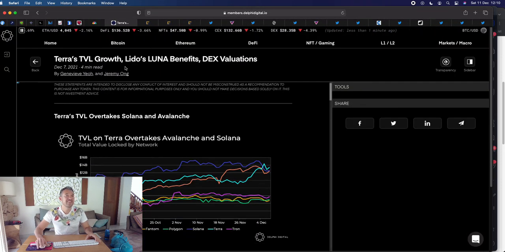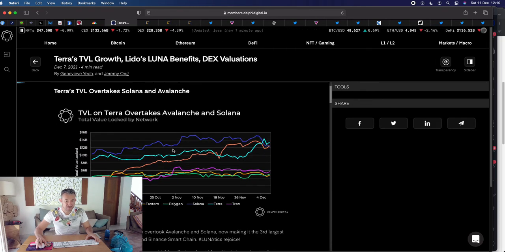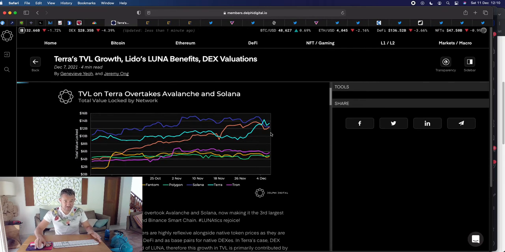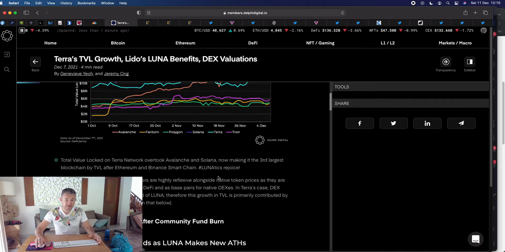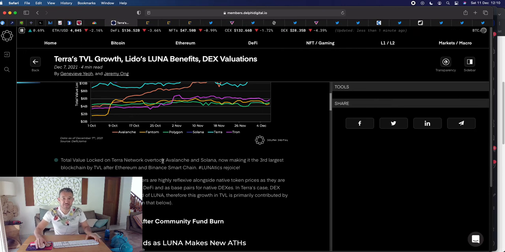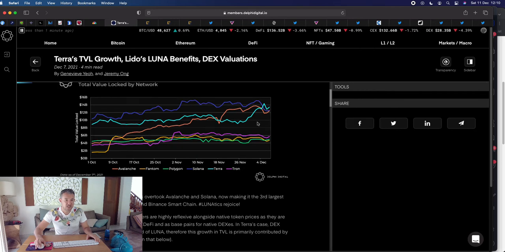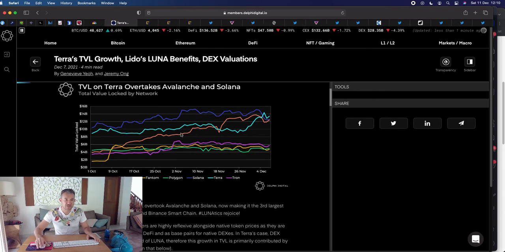Terra, their TVL, has overtaken Solana and Avalanche this week. And, you know, I've been banging on about Terra Luna, absolute quality L1 solution with the same tokenomics as Ethereum. It is deflationary and it's being adopted, and we're seeing more and more total value locked on this solution. And so really good to see this happening. And for me, it represents an undervalued token.